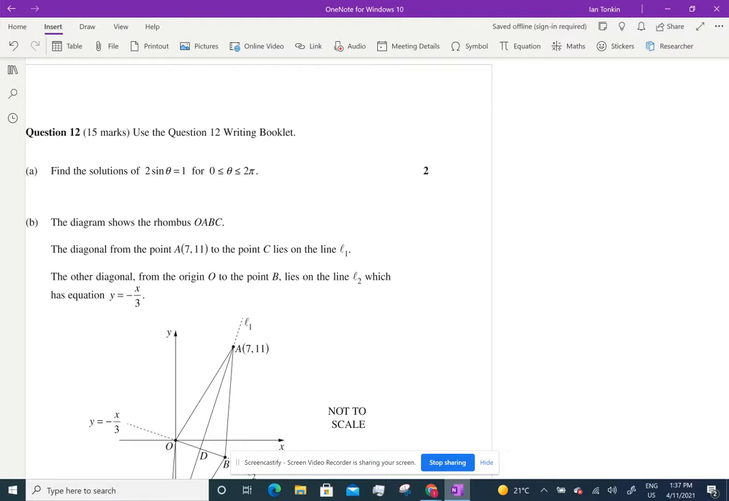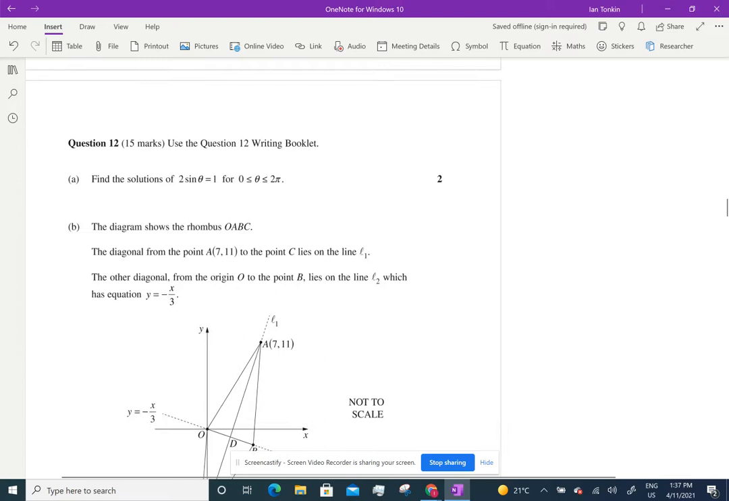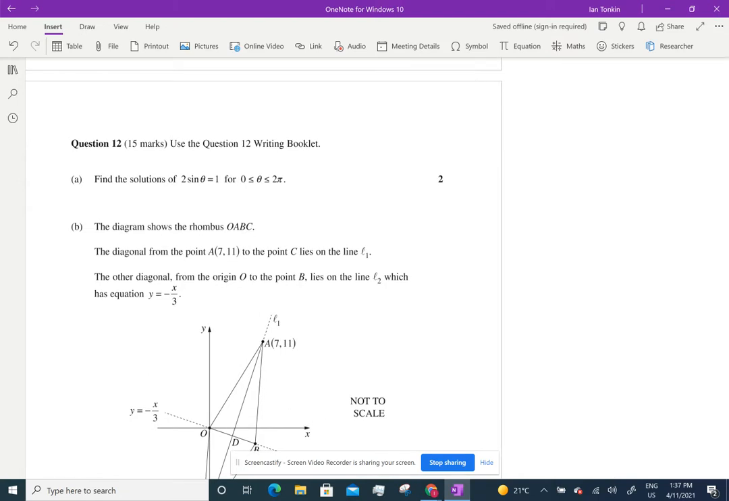Hello, Year 12. Someone's asked about this question from the HSC Mathematics Advanced paper in 2015. It's question 12a, so I'm going to make a quick video on this. The question is: find the solutions of 2 sine theta equals 1.